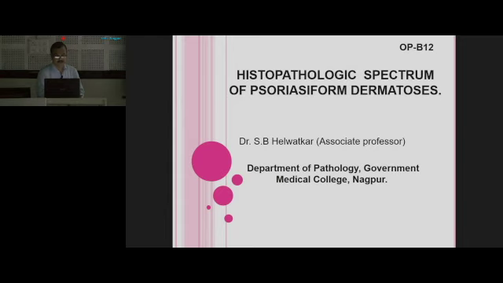I will be dealing mainly with the histopathology pertaining to the psoriasiform dermatosis. Dr. Bhatt has nicely explained the general approach, whereas I will be restricting myself specifically to the psoriasiform dermatosis histopathology.